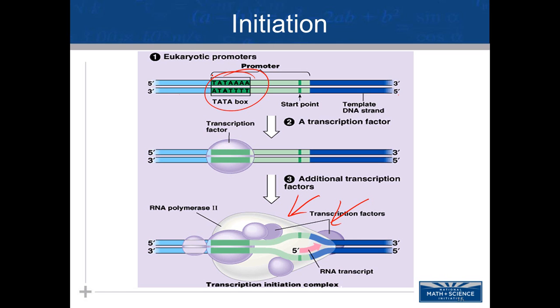And once it attaches, like I said, even more transcription factors are going to attach. And now the RNA polymerase is going to unwind the DNA and start base pairing the DNA to the RNA gene. In prokaryotes, there's only one type of RNA polymerase, but in eukaryotes, there are 3 different types of RNA polymerase. Each one will produce a different type of RNA.